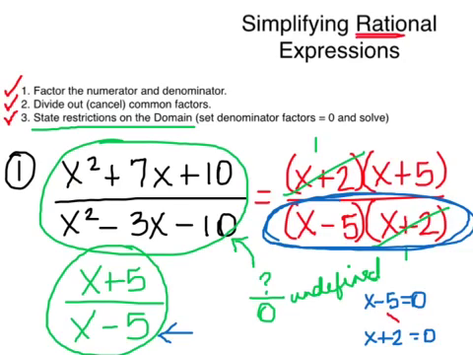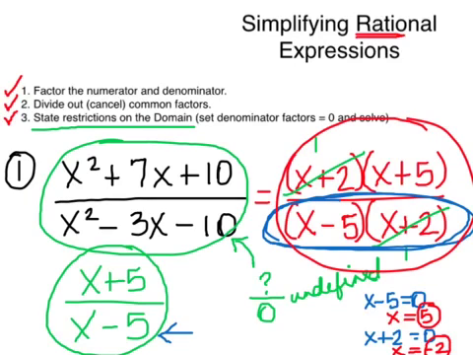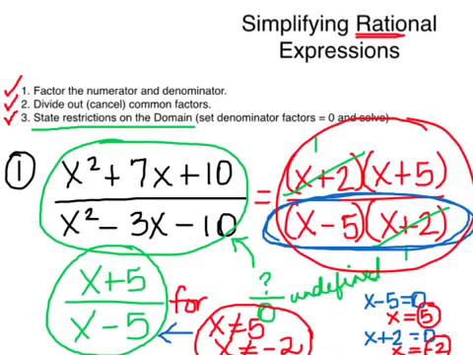Add 5 to both sides, and we get x equals 5. Subtract 2 from both sides, and we get x equals negative 2. Those are the two places that if we put x as 5 or x as negative 2, this whole rational expression would be undefined, because it would cause a 0 to be on the bottom. So therefore, we have to say this is equal as long as x does not equal 5 and x does not equal negative 2. And that is called the restrictions on your domain. X can be anything else except those two values.